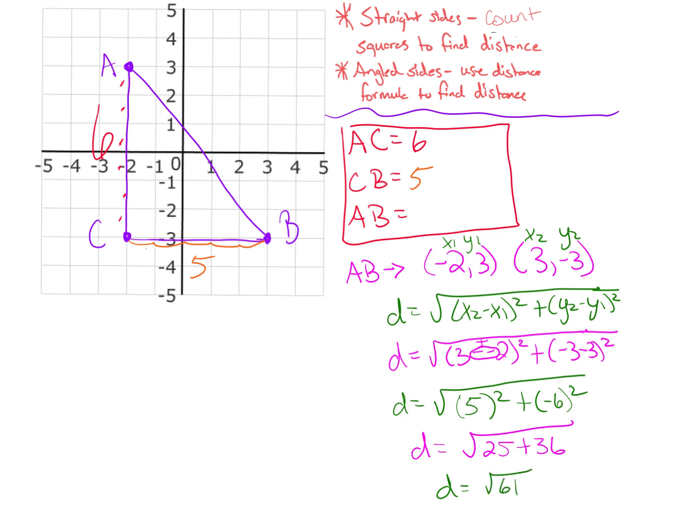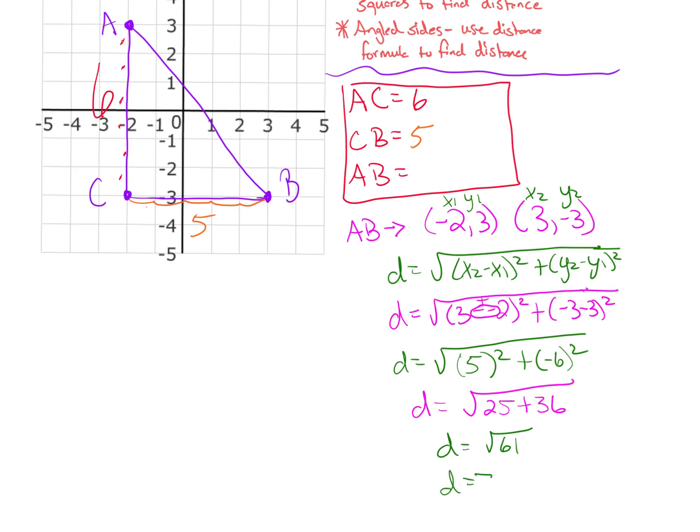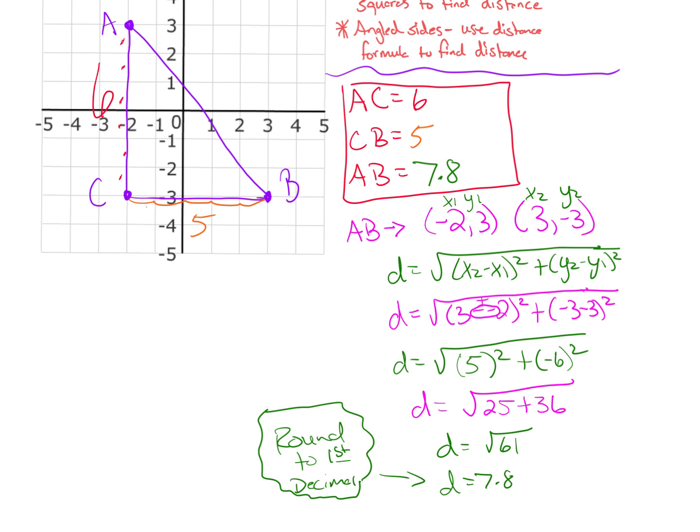61. Okay. All right. Up to this point, we haven't been using calculators, so we've been doing the factor tree and keeping it as a radical, right? For these, I want you to round to the first decimal place. So we're going to put square root of 61 in our calculator and just round to one decimal place. So after we put it in the calculator, we find out that it's 7.8. Like I said, make note, round to first decimal. AB is 7.8.